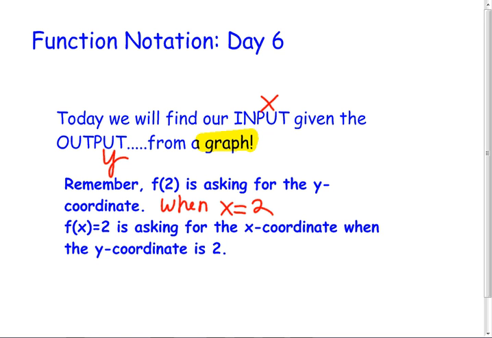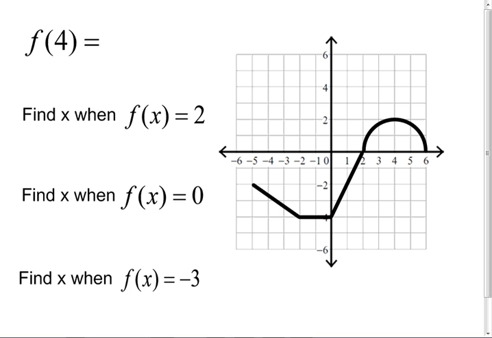When f of x is 2, that's asking for what was the x coordinate when you know the y coordinate is 2. So let's look at one example. That's all I've got. It's just this one.